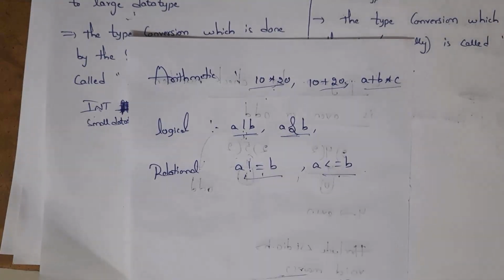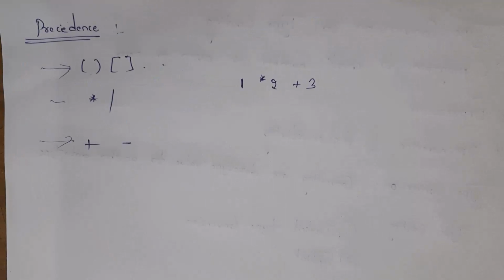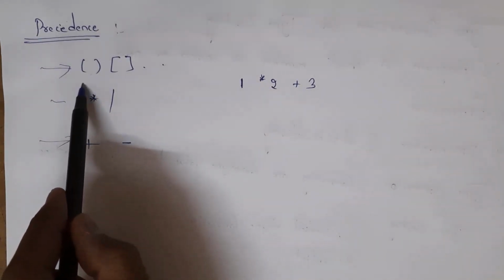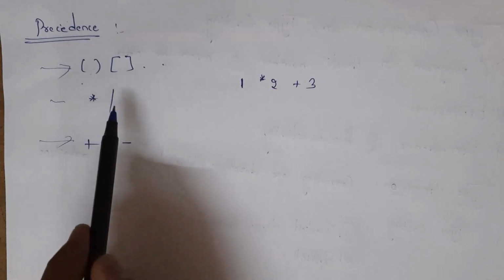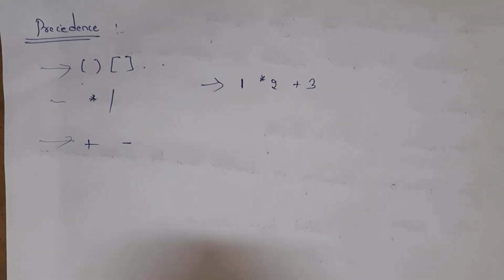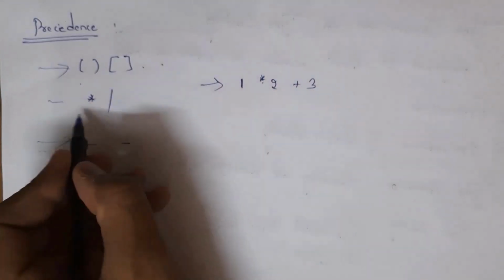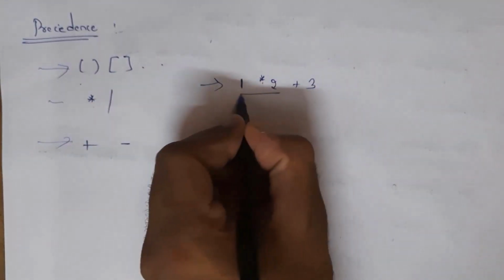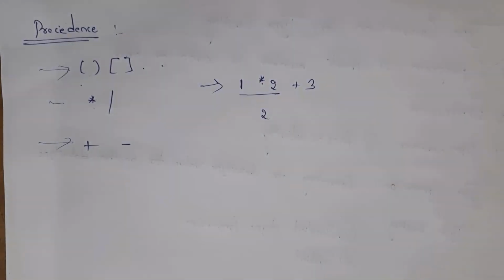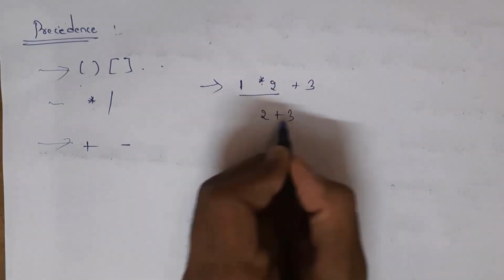Next, I will explain what is precedence and associativity. Precedence means priority. Which operator has high priority and which operator has low priority. Here, first priority is for brackets. Next second priority is for multiplication and division and third priority is for plus and minus. This is an example. Here we need to give first priority for multiplication. So at first we need to calculate 1 into 2 that is 2. After that we need to give priority for addition. So after that 2 plus 3 is 5.